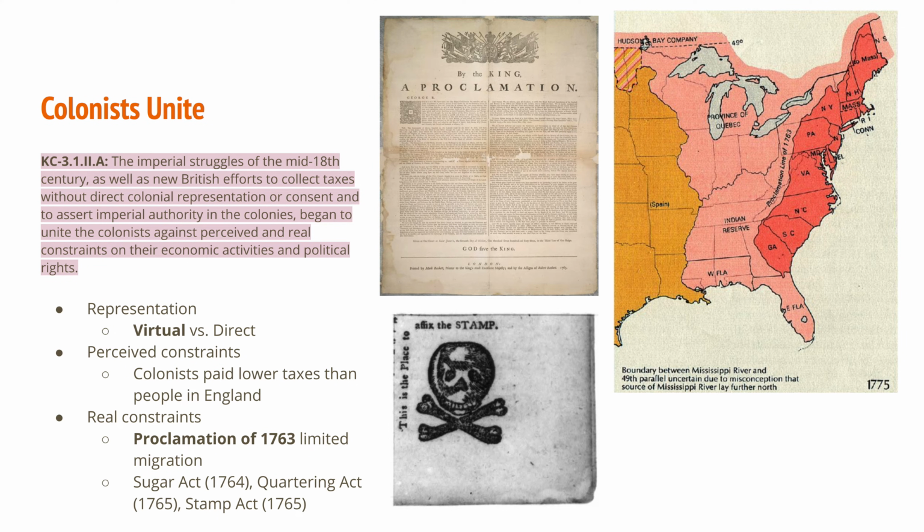Now, some of the constraints that were real, that were clearly affecting them, begin with the Proclamation of 1763. This was the line that forbade the colonists from going further west into the territory that was won as a result of the French and Indian War. The Sugar Act, the Quartering Act, and the Stamp Act we talked about in the last lecture, and all of those were instances in which they were being directly affected by these colonial policies. The Stamp Act was so heavily boycotted and heavily protested that eventually it led to its repeal.